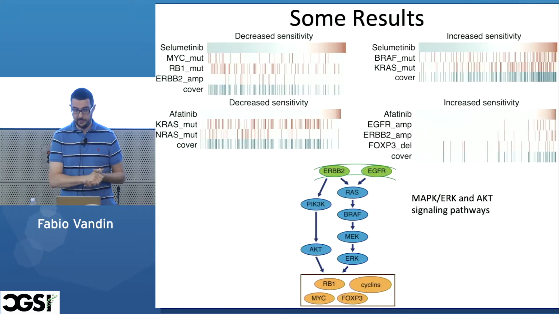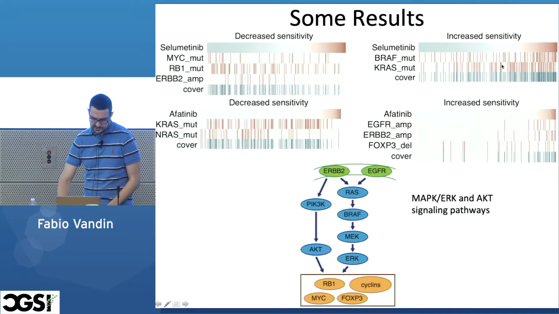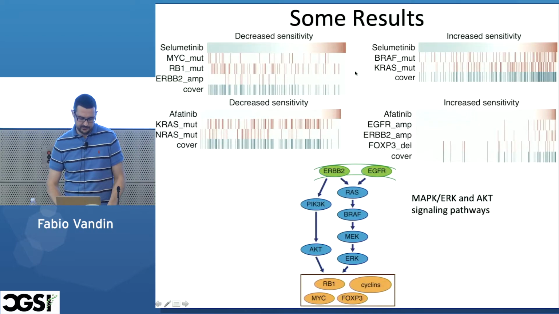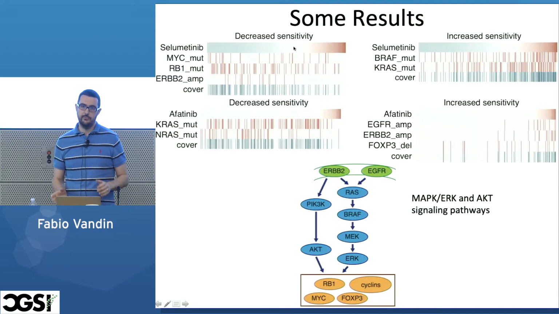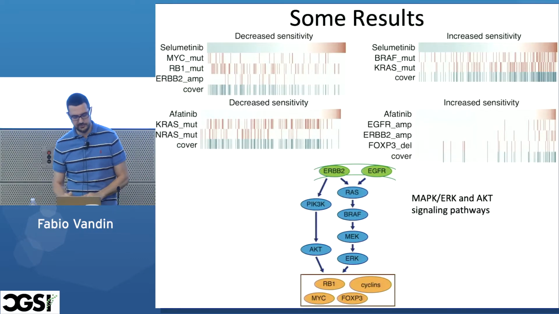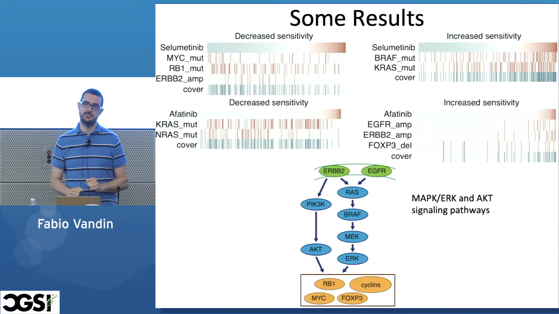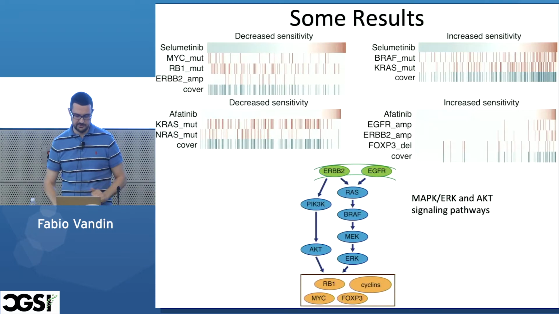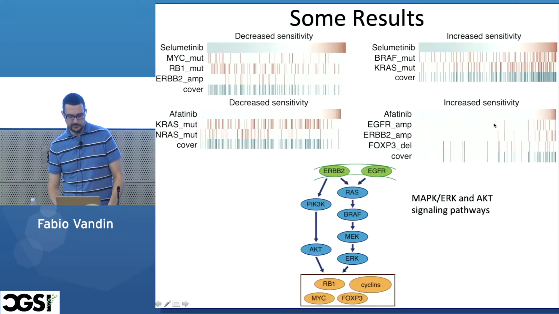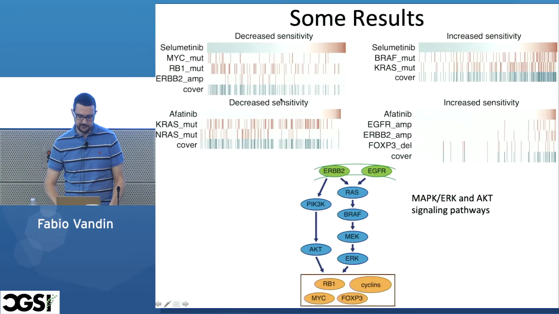Okay, so now let me get just to some of the results that we have in the Netflix preprint that is available online. We have several interesting observations. Here I'm going to just describe one that I find particularly interesting. So we look at two different compounds and drugs, selumetinib and afatinib, and for both we look for modules, subnetworks that are associated either with decreased sensitivity of the drug or to increase sensitivity to the drug.